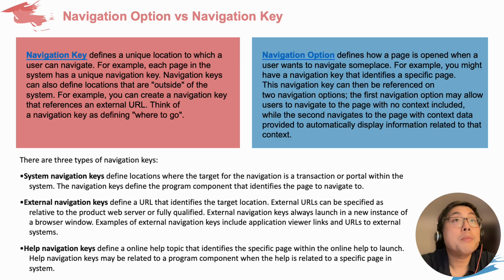There are three different types of navigation keys. System navigation key, which means internal page. External navigation key, which could be a URL, and also the help. This is very interesting because when you open the help page, it dynamically goes into the right page for you to look at. For example, if you are on the account and you click on the help, it will bring the information about the account.